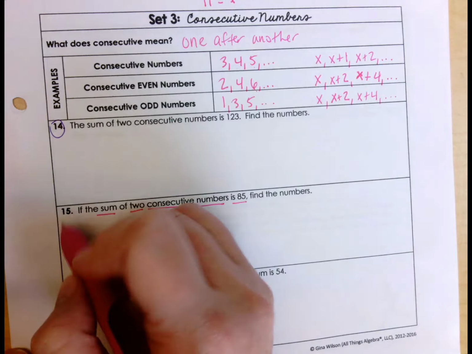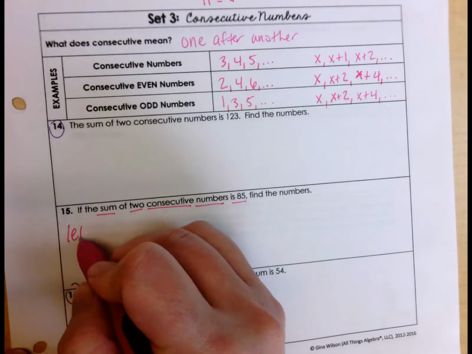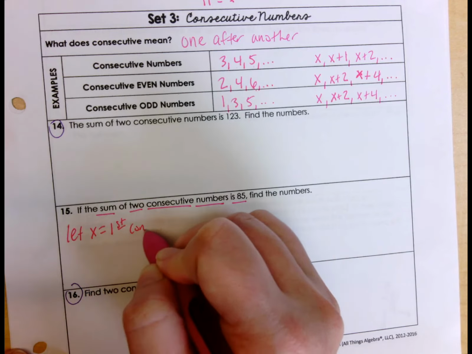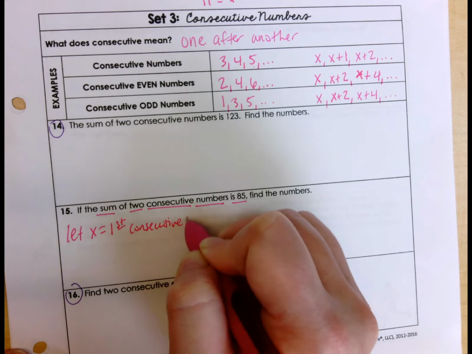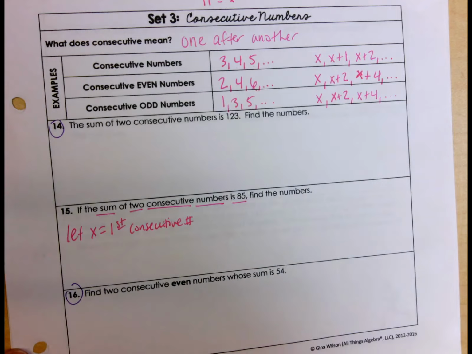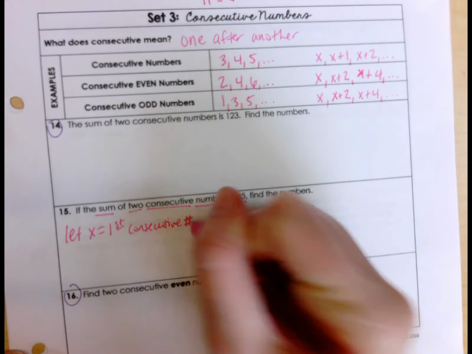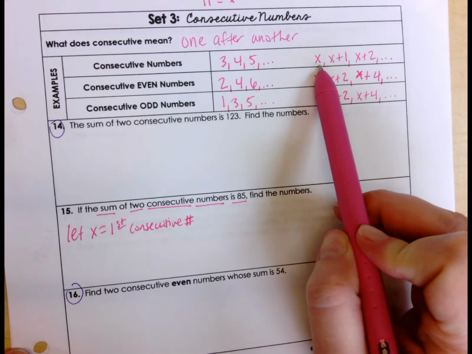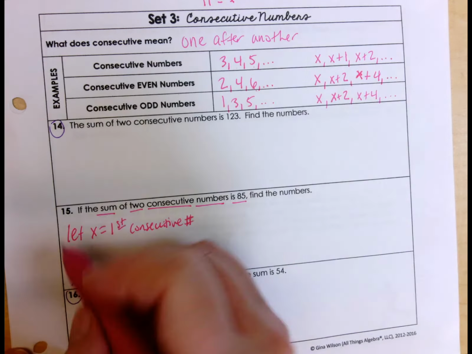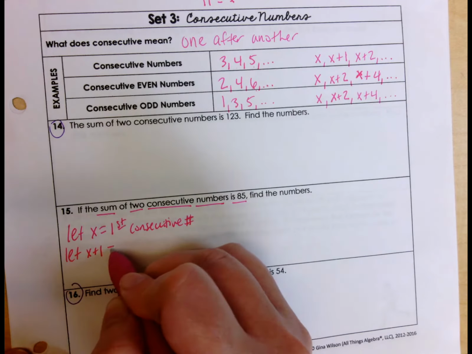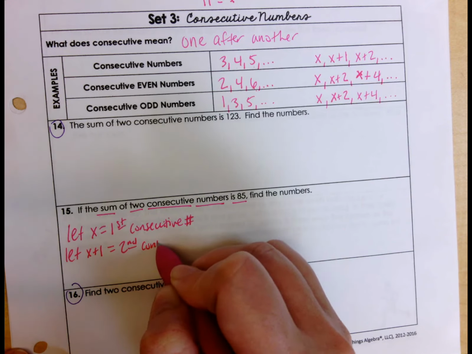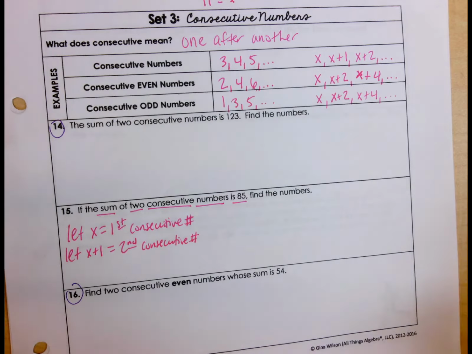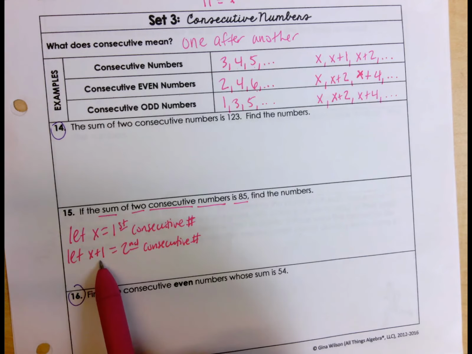So we're going to start with the first number. We don't know anything about it, so let x equal the first consecutive number. I'm going to use a pound sign to represent number. To find the second number, I would add 1 to the first number to find out the next consecutive number. So let x plus 1 equal the second consecutive number. That's the 2 pieces of information that we need, x and x plus 1.